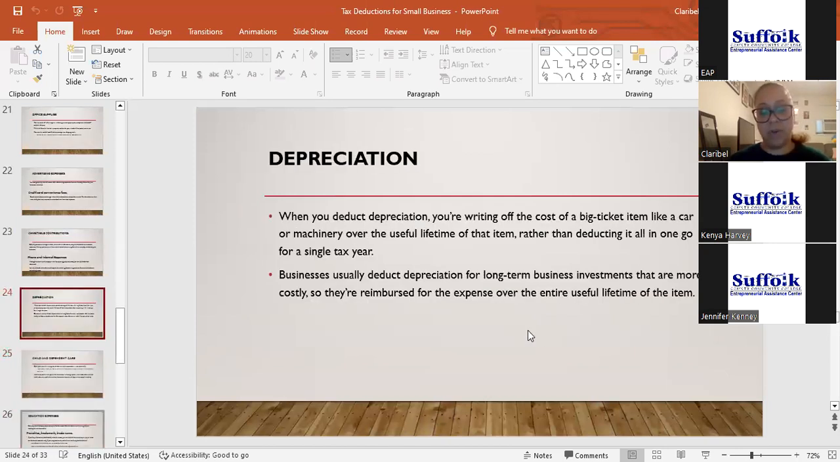Depreciation, like we spoke before, when you buy a big ticket item and you have to capitalize it, you depreciate it every year. Every year you deduct depreciation on this asset. So for long-term business, you're writing off the cost of a big ticket item like a car or machinery over the useful life of the item, rather than deducting it all in one go for a single tax year. Businesses usually deduct depreciation for long-term, more costly investments, so they're reimbursed for the expense over the entire useful lifetime of the item.